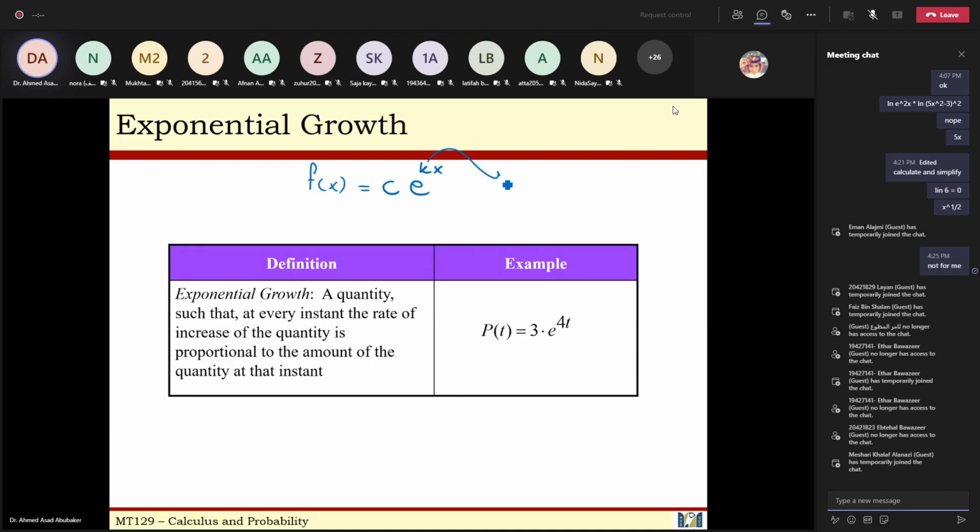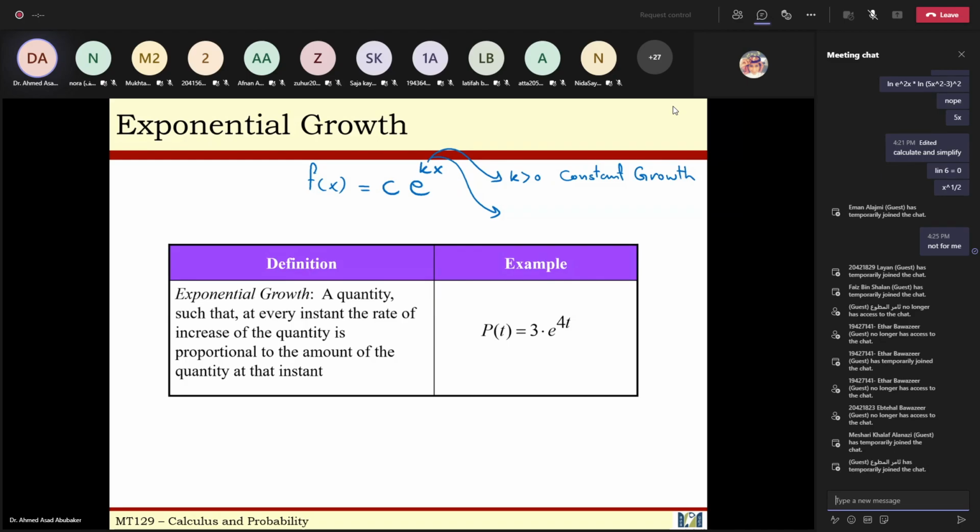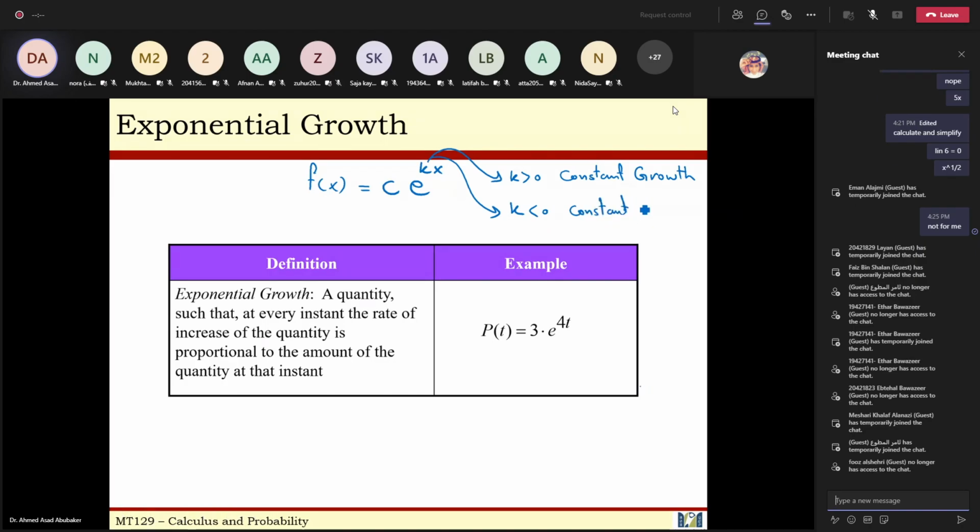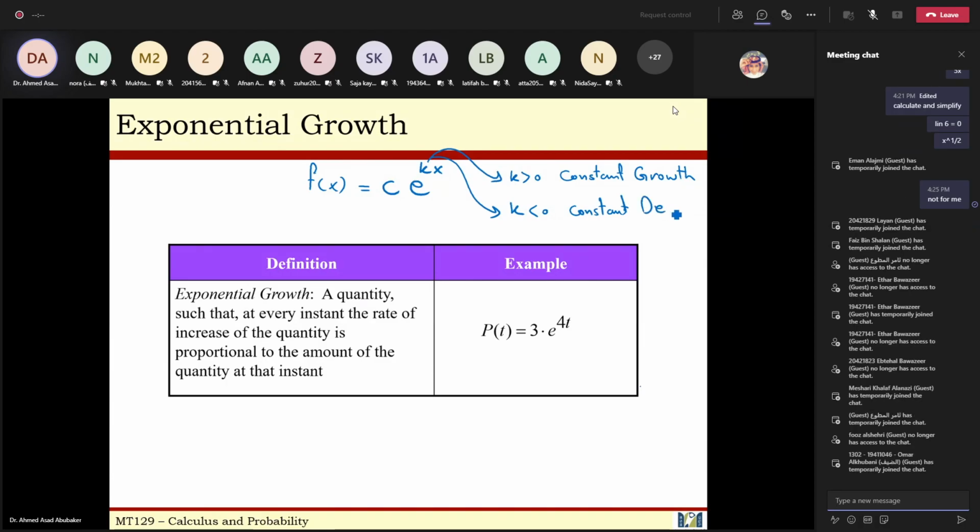The first type, if k is greater than 0, positive, this is called the constant of growth. And if k is less than 0, negative, this is the constant of decay, meaning decline or diminishing, the constant of decay.